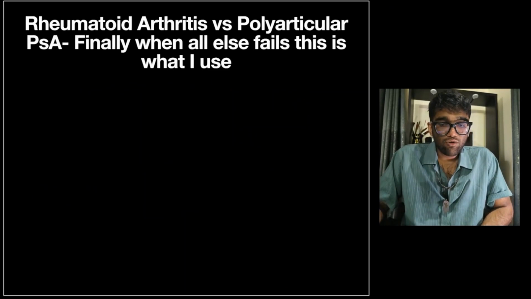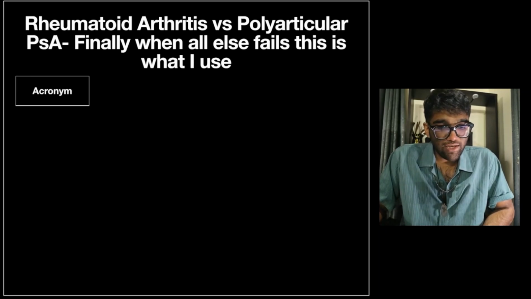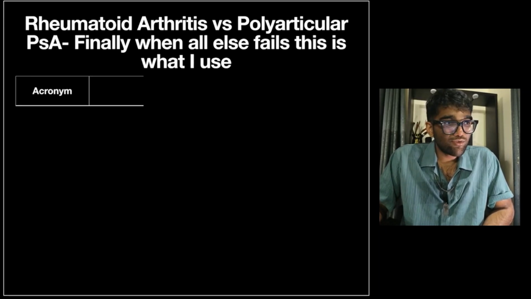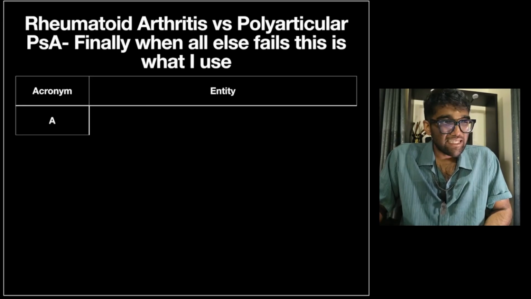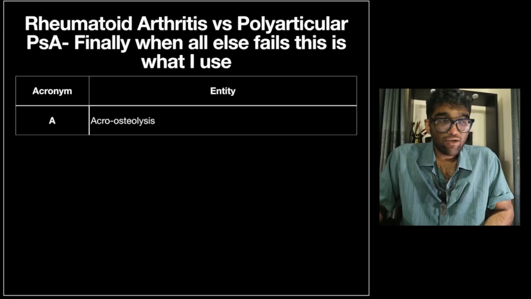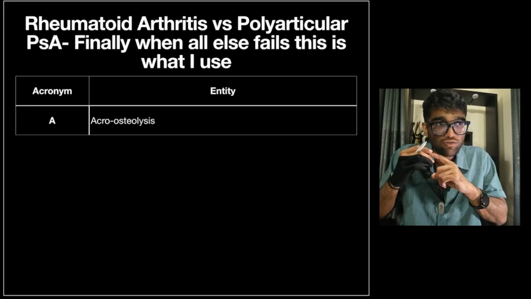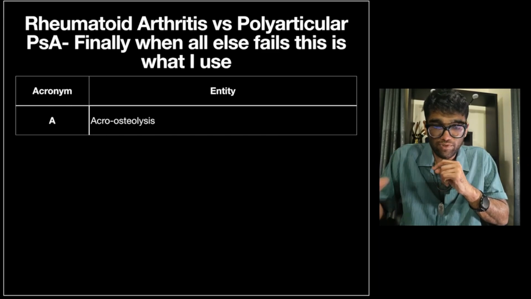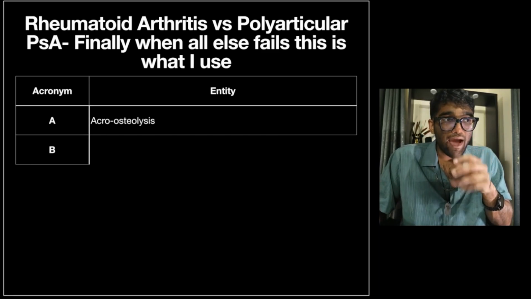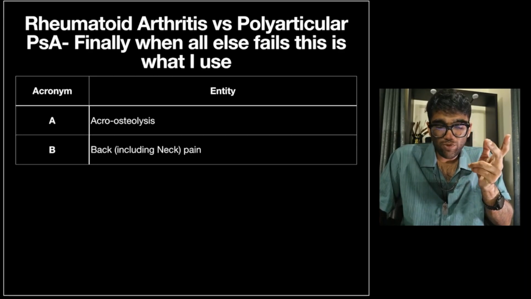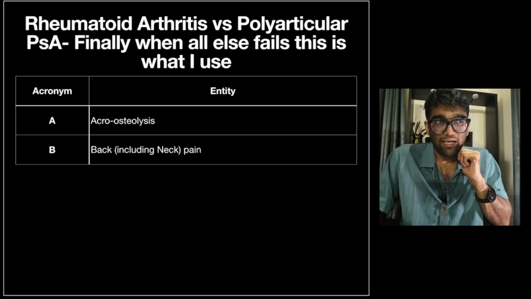Okay, now finally, if all else fails, what I do is I use the following 6 entities: A, B, C, D, E, F. A for acroosteolysis. Okay, that is loss of the distal phalanx, the tip of the distal phalanx. This would obviously be a radiological finding. B stands for back pain, and because it's psoriatic arthritis, actually more specifically neck pain.